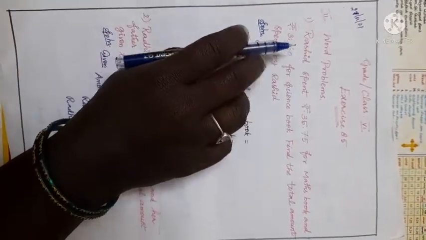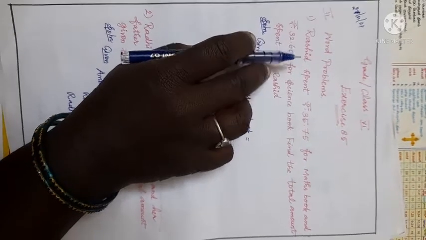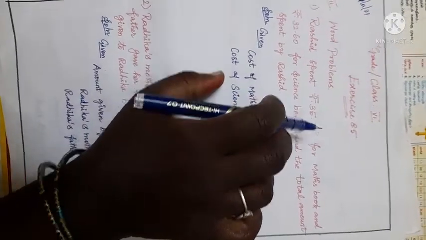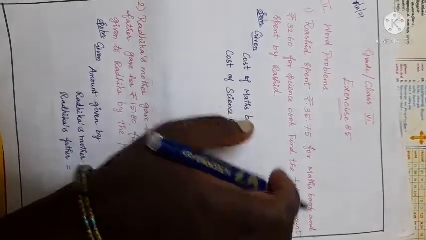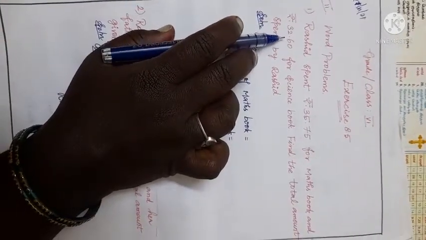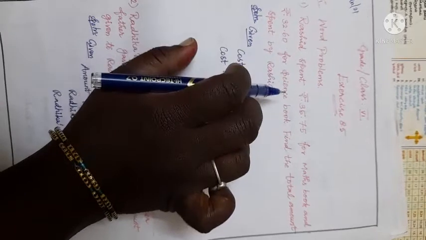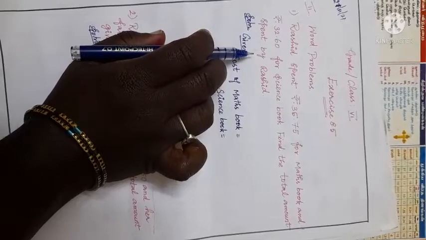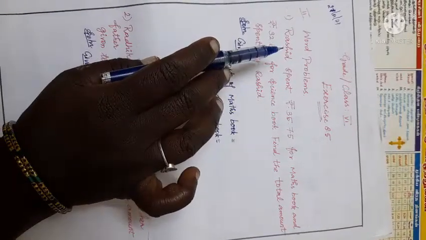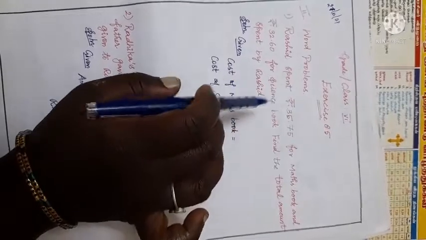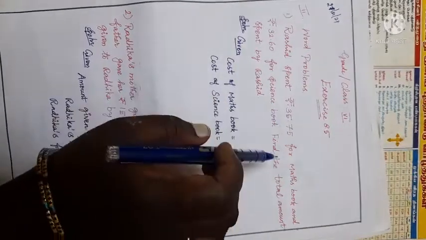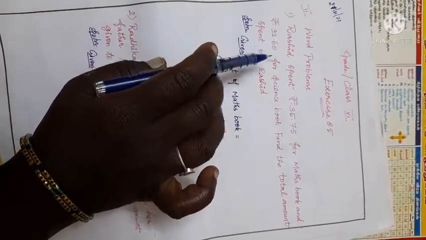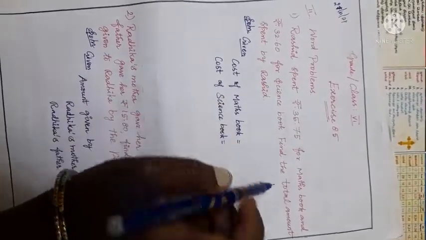Okay, word problems. First question. Rashid spent rupees 35.75 for a maths book and rupees 32.60 for a science book. Find the total amount spent by Rashid. Rashid spent 35 rupees 75 paise for a maths book and 32.60 for a science book. Find the total amount.